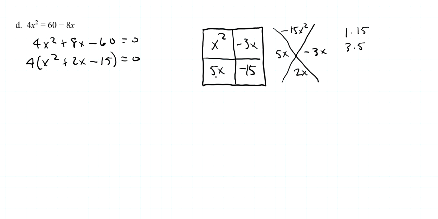So we have 5 goes into negative 15 as well. So we have 5, we have x, and then x, and then negative 3. So our factors are 4 times x minus 3 times x plus 5 equals 0.